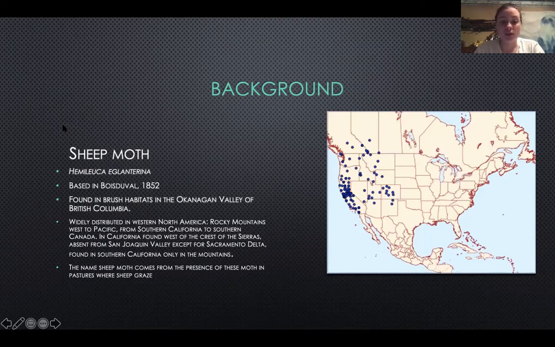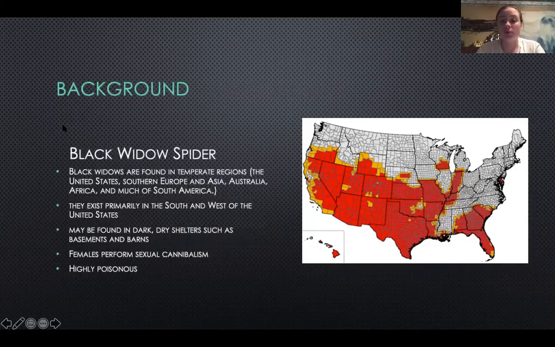The name of the sheep moth actually comes from the presence of these moths in the pastures where they live and where sheep graze. Some background on the black widow spider.